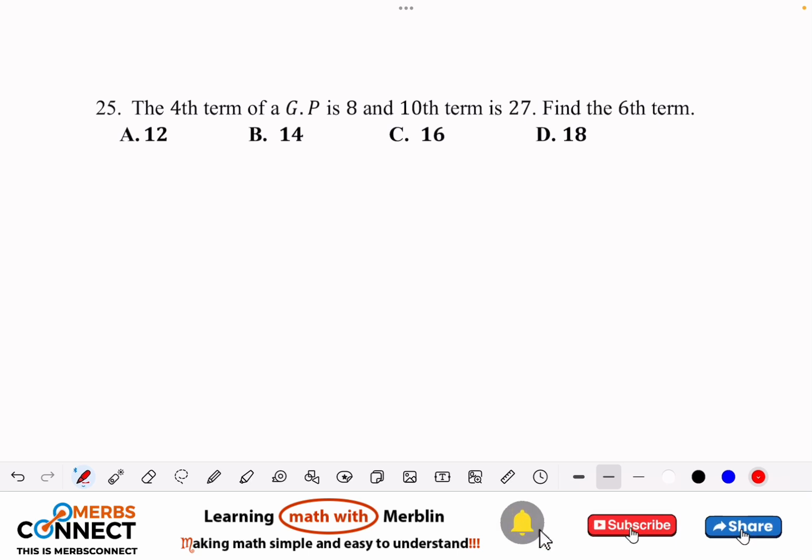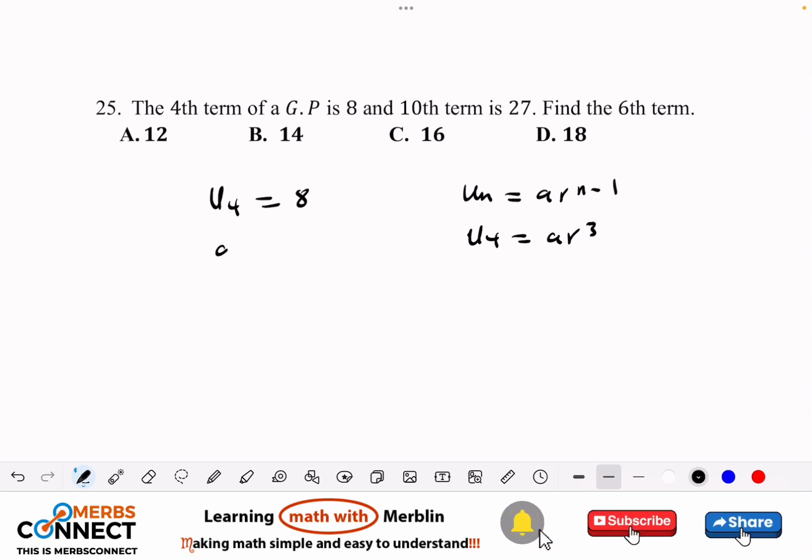25. The fourth term of a GP. So when you say fourth term, it means that U4 is equal to 8. But remember, what is Un first? Un is a r to the n minus 1 because it is a GP. So when I plug 4 in, I'm going to have a r to the power 3, right? So U4 is equal to 8, it means that a r cubed is equal to 8. And then U10 is equal to 27. So U10 will be a r to the power 9. So a r to the power 9 is also equal to 27.